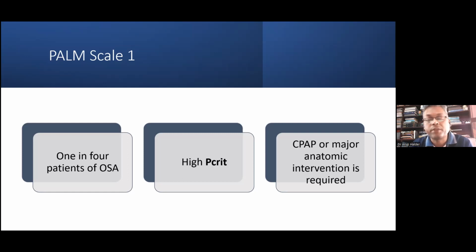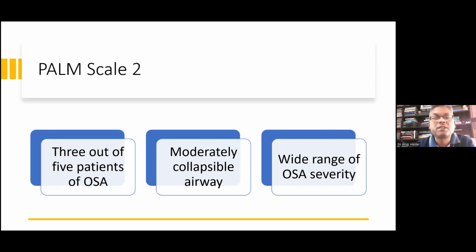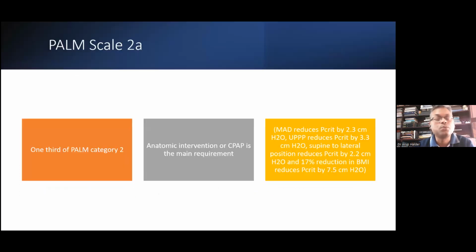a very high Pcrit. And here the treatment is mainly CPAP, or positive airway pressure, and major anatomical intervention. That means we have a very high static obstruction, and that has to be overcome. PALM scale 2 is further subdivided into PALM scale 2A, which is more like PALM scale 1. And here also we have a major anatomical obstruction.